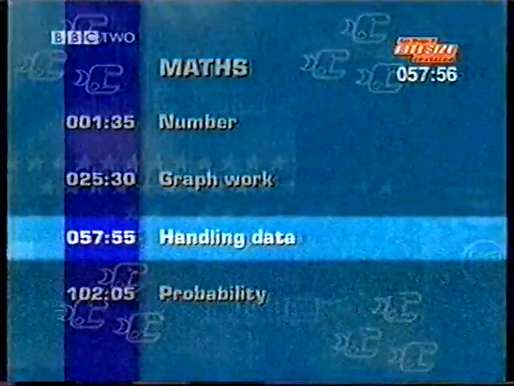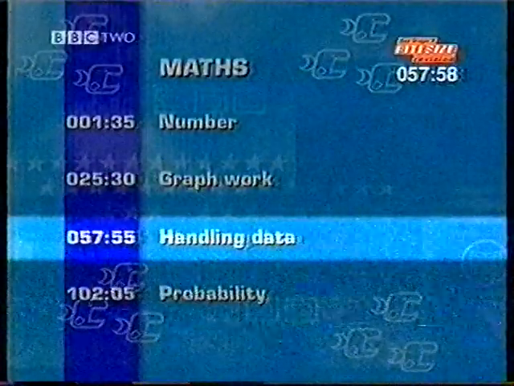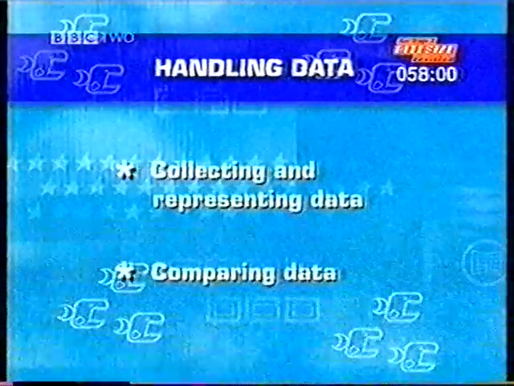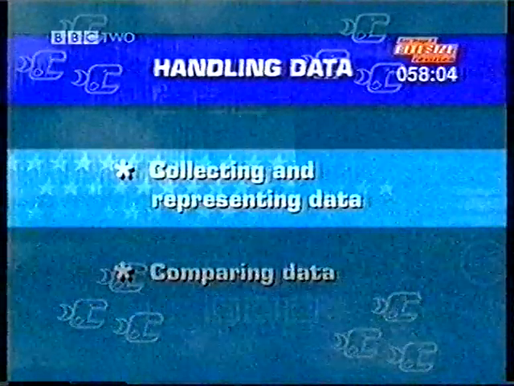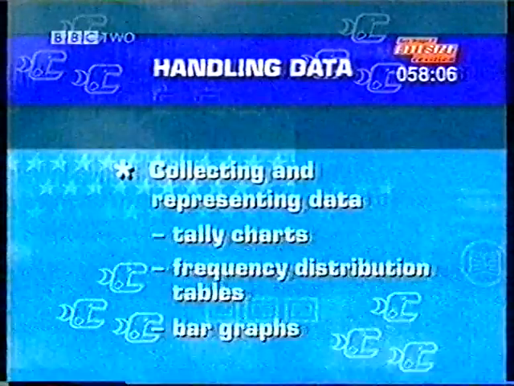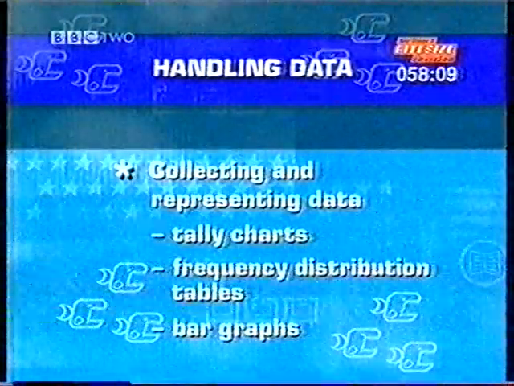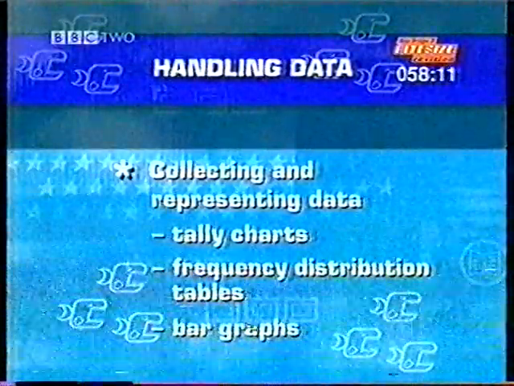Let's move on to handling data. To start with, collecting and representing data. We're going to look at tally charts, frequency distribution tables, and bar graphs.